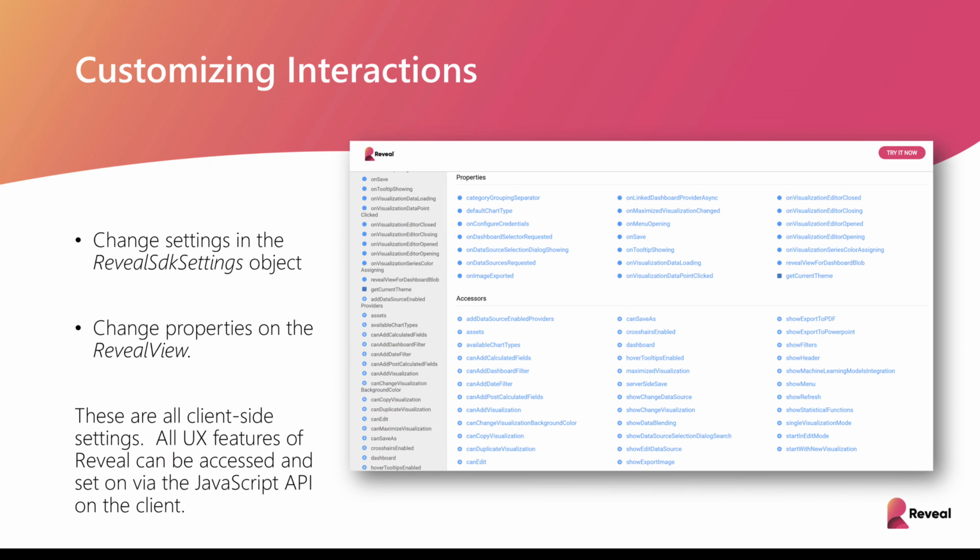So when we talk about customizing interactions, there's 2 areas where you change settings in Reveal. One of them is called the Reveal SDK settings object. So the Reveal SDK settings object is sort of like a global settings area. When you change something on the SDK settings object, it affects all of the Reveal views that are in your application. And then the Reveal view is basically the dashboard.